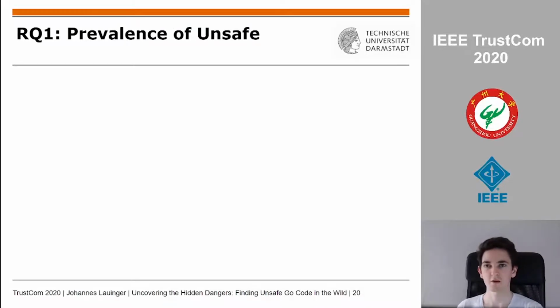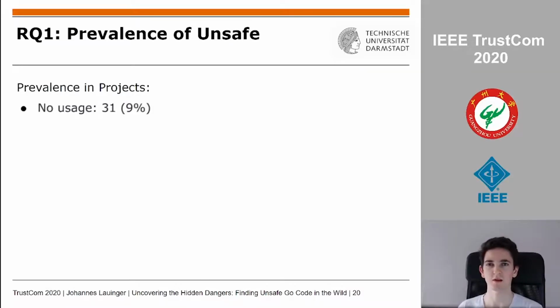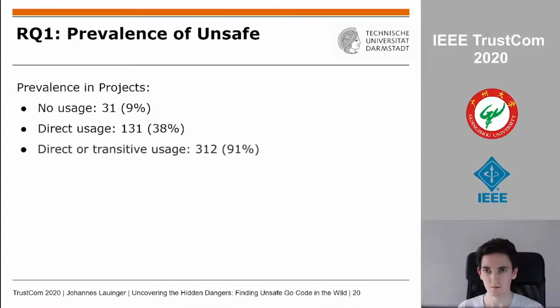So let's look at the first question. There were 9% of the projects without any unsafe usages, 38% of the projects with direct usages, and 91% of the projects use unsafe either directly or through one of their dependencies, well, at least one of their dependencies. Therefore, it can be concluded that unsafe is used commonly.